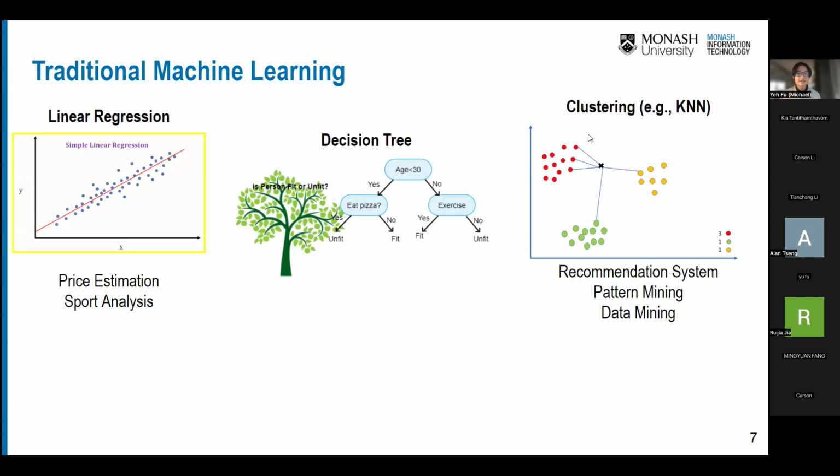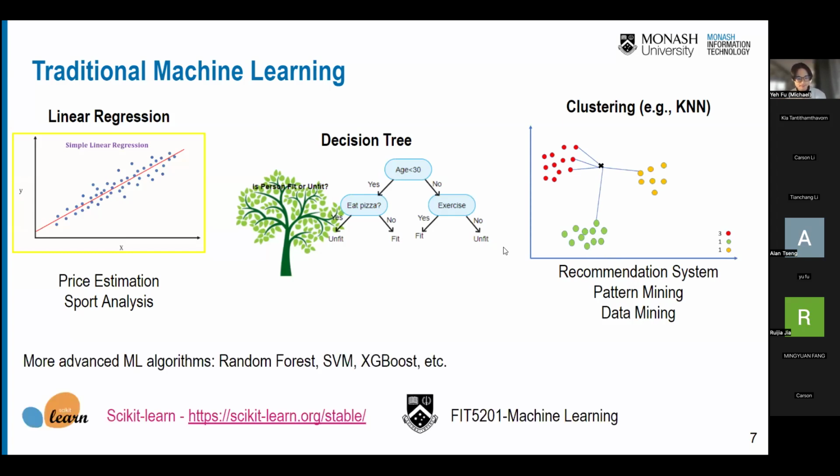Basically, using clustering algorithms, such as k-nearest neighbor or k-means, we can figure out the clusters within your data. This is commonly used in recommendation systems, pattern mining, or data mining, basically to figure out whether there is any clustering characteristic in your input data.